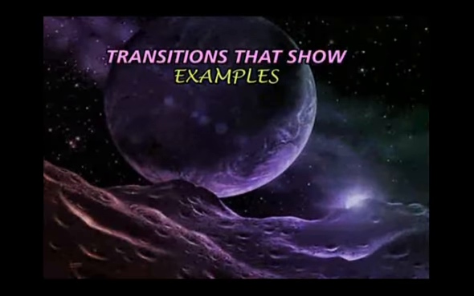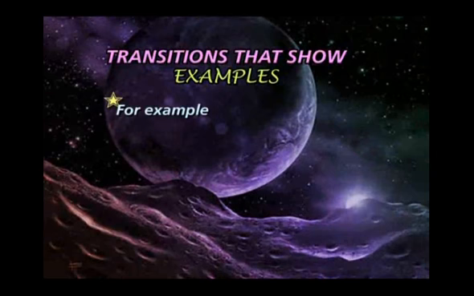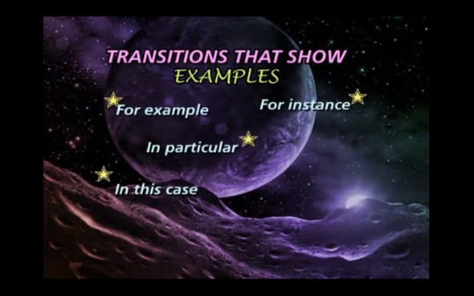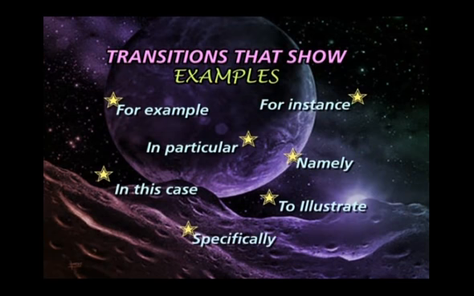Here are some transitions that show examples. Well, the obvious one is "for example." You can also use "for instance," in particular, in this case, namely, to illustrate, and specifically. You would like to vary these so it doesn't get tedious for your reader. So you might use, for example, once or twice, and then for instance, perhaps once or twice.